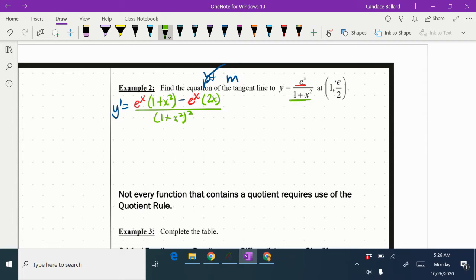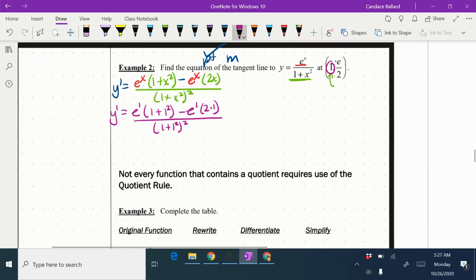Then I'm not going to try to simplify that because I'm having to plug in a value. So I'm just going to go ahead and plug that value in. So we're going to plug in the 1. So y prime equals e to the first times 1 plus 1 squared minus e to the first times 2 times 1, over 1 plus 1 squared, squared.